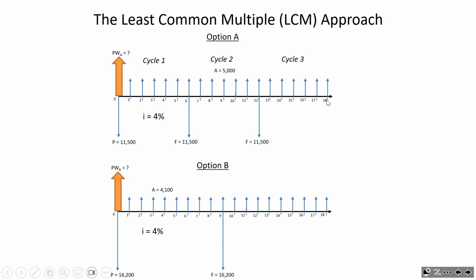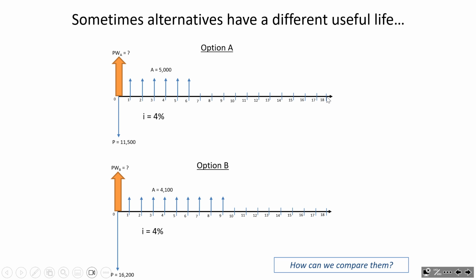So now we could compare these alternatives. We could compare them because they cover the same number of years. If they cover a different number of years, we can't yet compare them. We have to do something so that they have the same study period, the same time frame for our analysis.